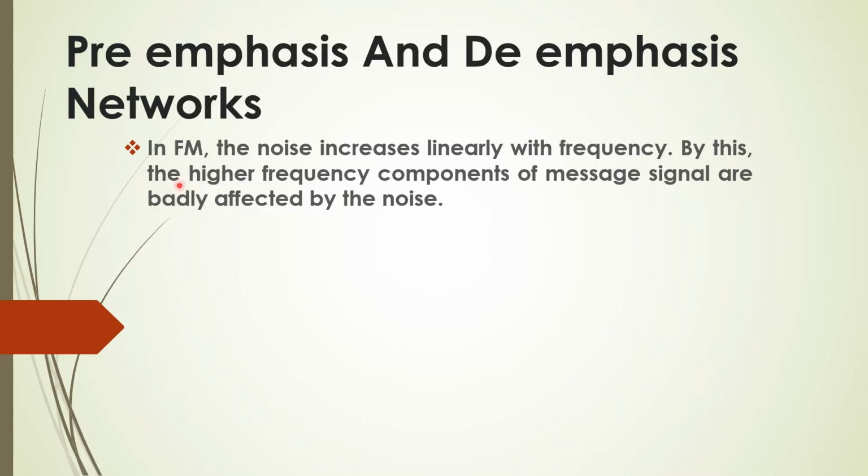Now let's see first what is pre-emphasis. Here let's see, in FM the noise increases linearly with frequency. I already told you, if the frequency increases the noise also increases in the signal. By this, the higher frequency components of message signal are badly affected by noise. This is the effect we faced in the FM modulation. This effect we can avoid by using this pre-emphasis technique.